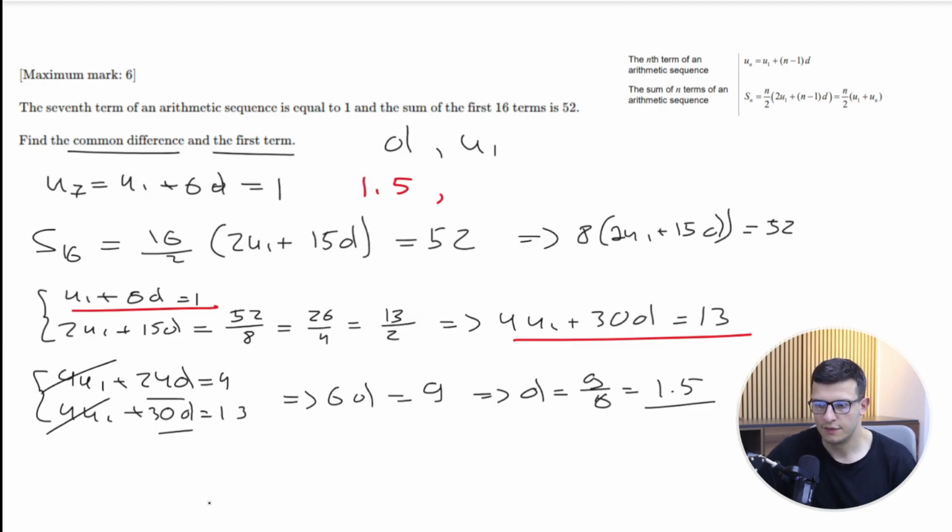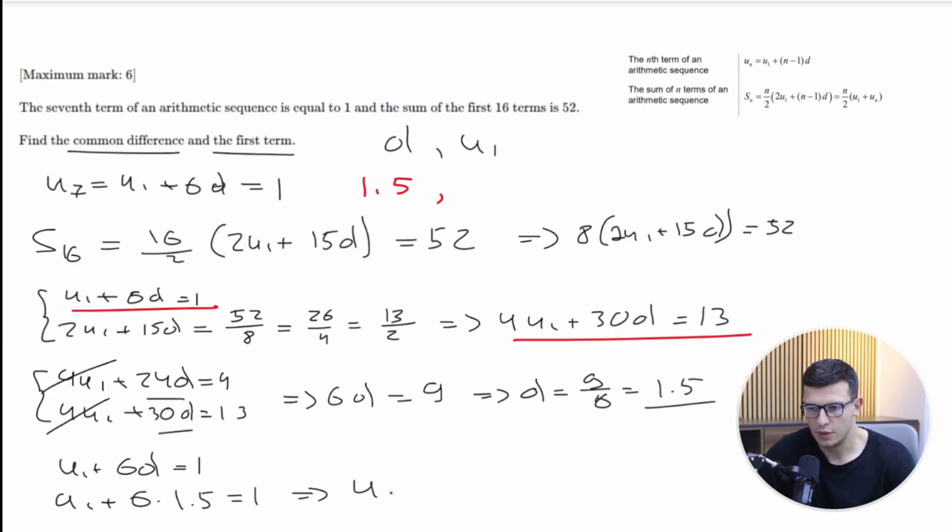And now we can find u1 just by substituting it back into one of the equations. The first one seems simple. Let's do that. So u1 plus 6d has to be equal to 1. Now we say u1 plus 6 times 1.5 equals 1. u1 will be equal to 1 minus 6 times 1.5, which is 9. That's going to be negative 8. So negative 8 is going to be our u1. There you go.